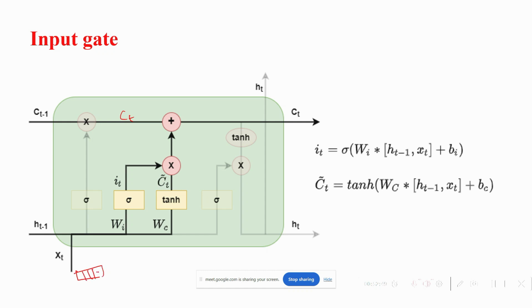The present information is there, that is HT minus 1, and the previous node information is also there. Both are going to be concatenated, and then you have to multiply it with the weight of the present node input value. Then we have to add the bias term. After that, we give the result to the sigma function.